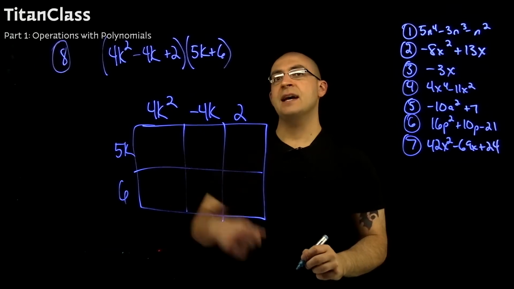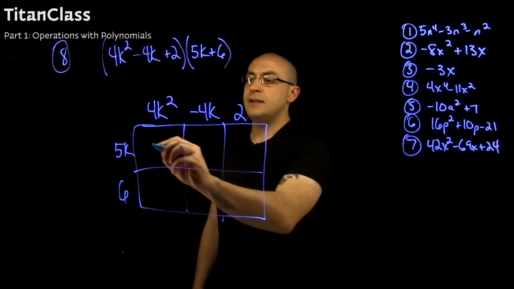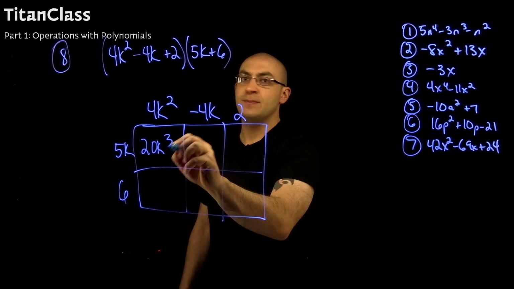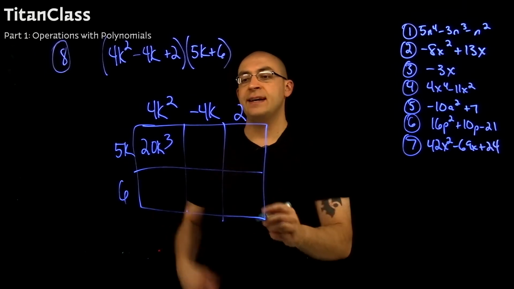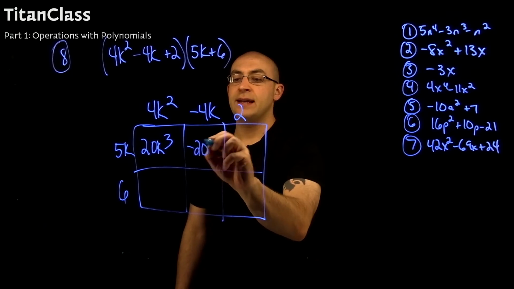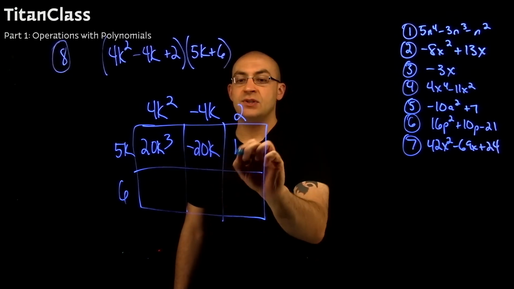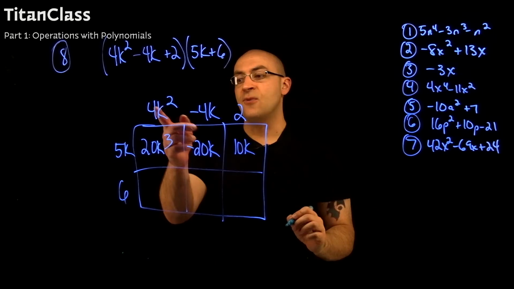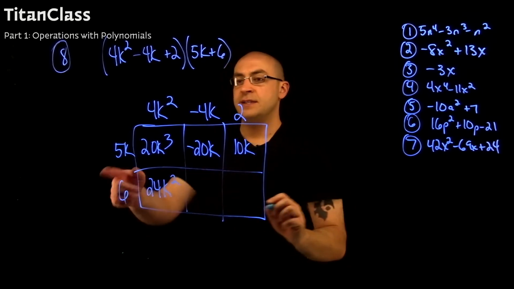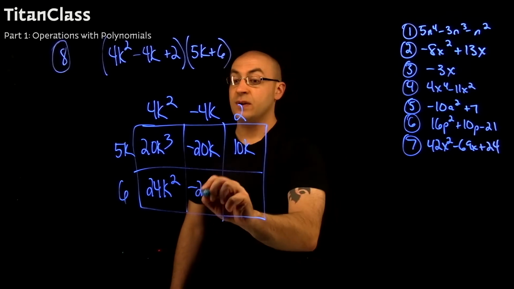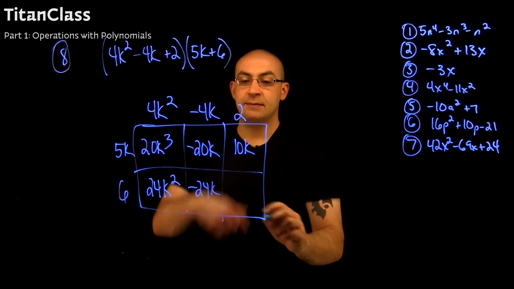So 5k times 4k squared is 20k to the third. So be careful. When we multiply exponents together, we're going to add them. 5k times negative 4k is negative 20k squared. And then 5k times 2 is 10k. Right? 4k squared times 6 is 24k squared. 6 times negative 4k is negative 24k. And 6 times 2 is 12.